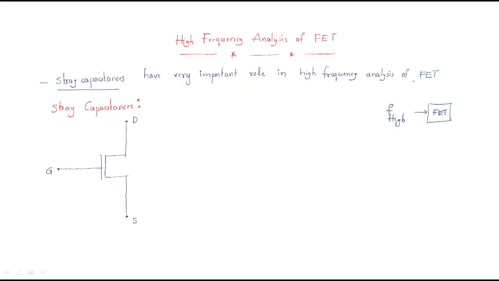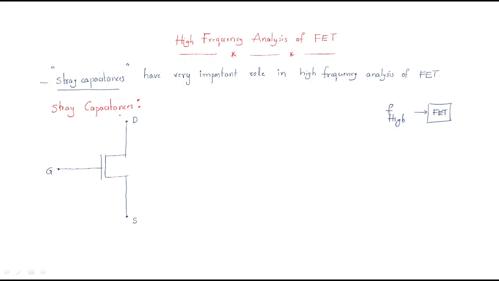Up to now we discussed some capacitances: bypass capacitance, input capacitance, output capacitance, all those. But here those will all be eliminated and stray capacitance will play the very important role. So what are the stray capacitances? Generally, FET has three terminals: gate, drain, and source, and these three terminals have different potentials.